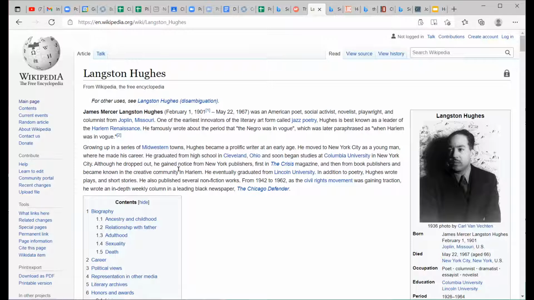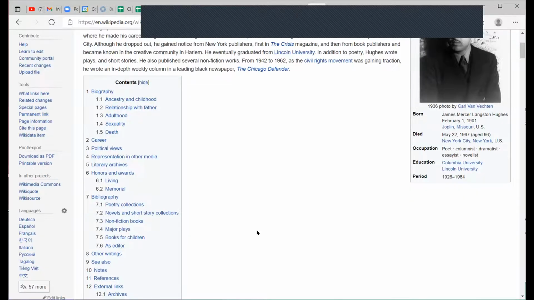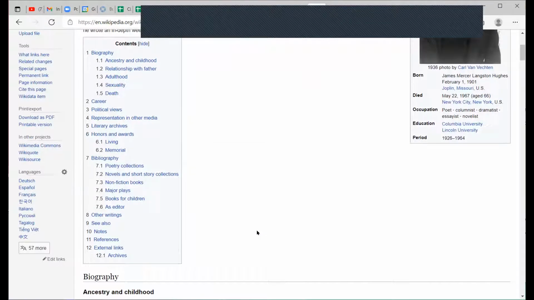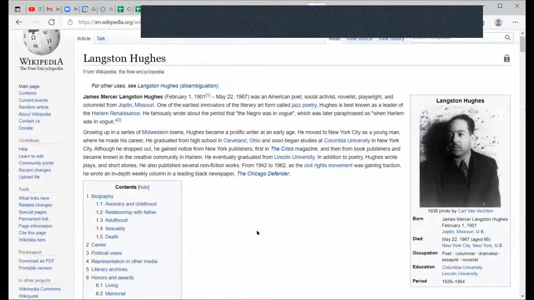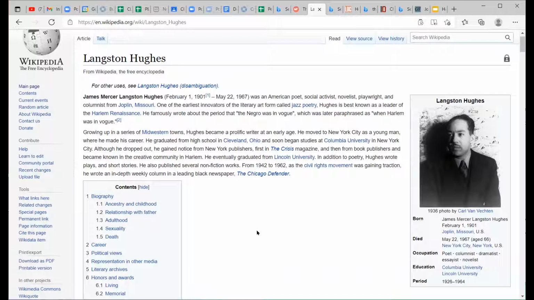He eventually graduated from Lincoln University. He, let's see, also published a great deal of work in a weekly column called the Chicago Defender, right? So this is not even before I get into like all of this other stuff about his life. But just looking at that information, that gives me enough to go in search of more information from different things that were mentioned in this article.